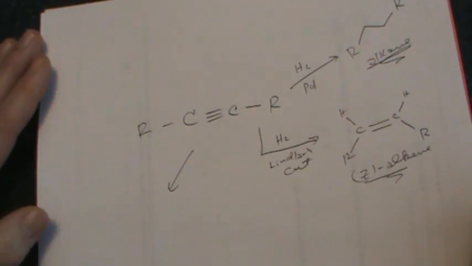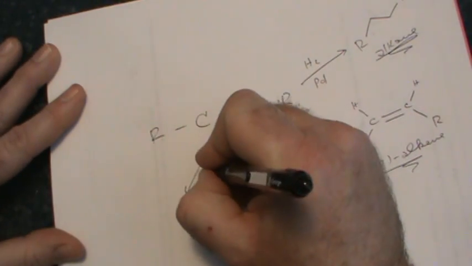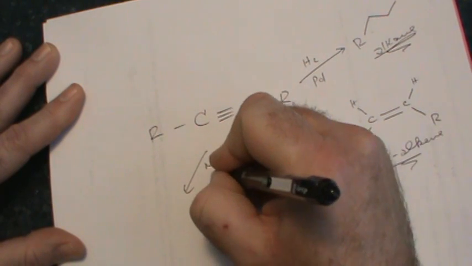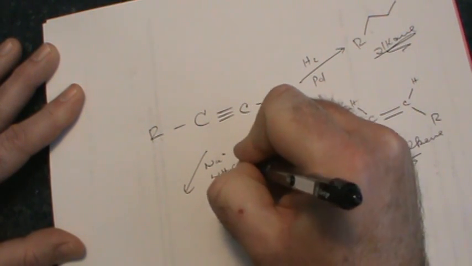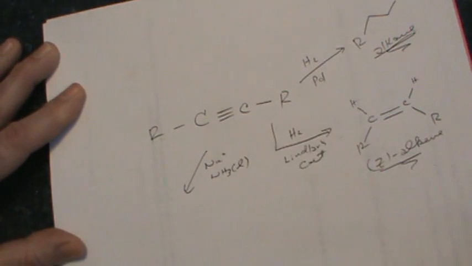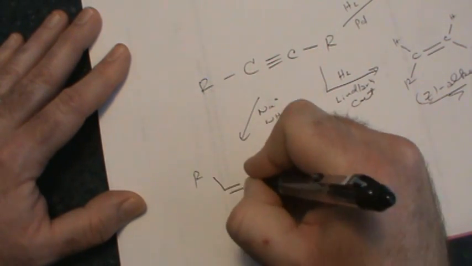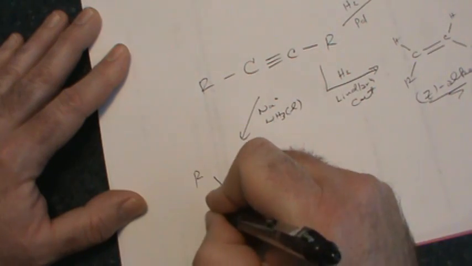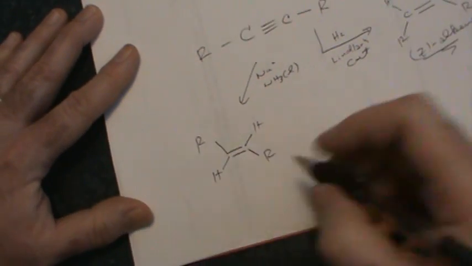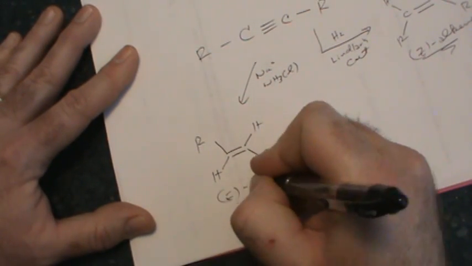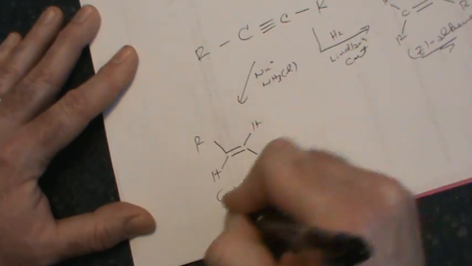On the other hand, if you'd prefer to make the E alkene, you can do that as well using a dissolving metal reduction reaction, sodium in liquid ammonia, and that will produce the corresponding trans or E alkene.